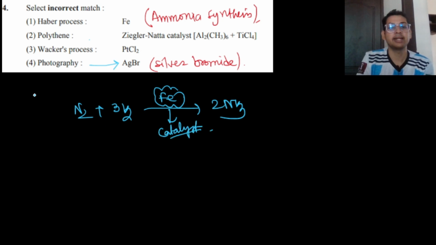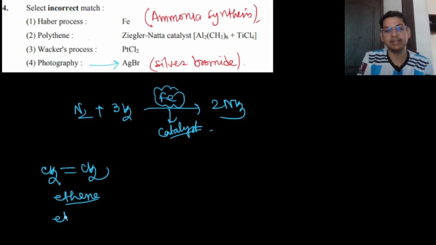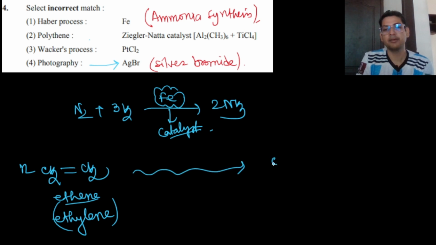Then there is one thing that is called Ziegler-Natta catalyst. This is very important. Suppose you have ethene, or we can say ethylene, n number of molecules, and from there you want to make polythene.